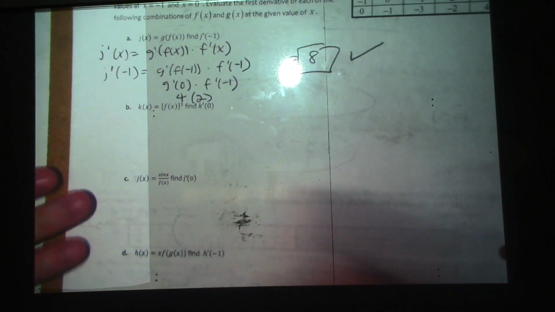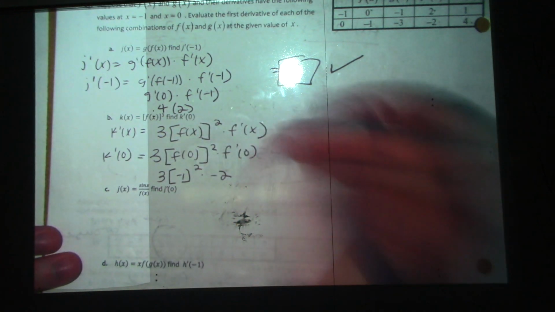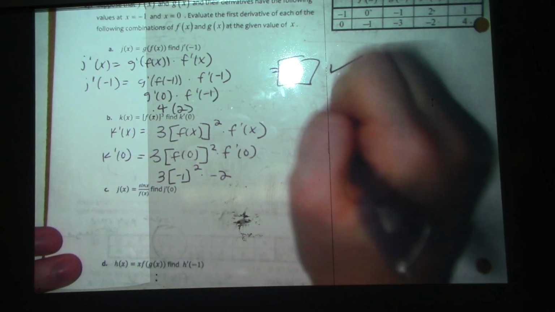Here we are taking the derivative of k. This is going to be a chain rule. So k prime of x equals 3 f of x squared times f prime of x. So that's going to be 3 f of 0 squared times f prime of 0 if we're looking for k prime of 0. F of 0 is -1, so 3 times -1 squared times f prime of 0, which is -2. So that would just become 1, so 3 times -2 is -6.